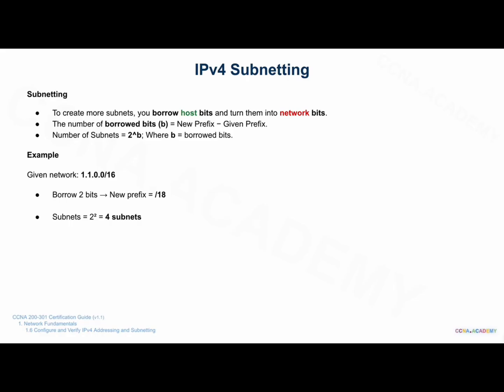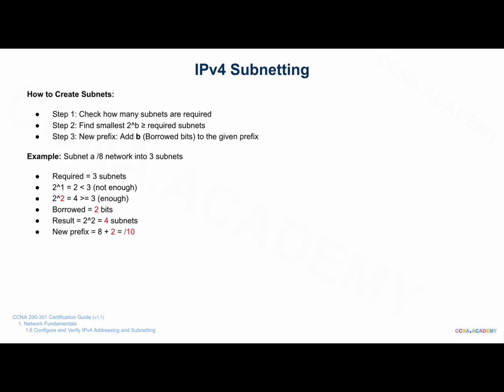For example, imagine a network 1.1.0.0/16. If we borrow 2 bits, the new prefix becomes /18. Now we have 4 smaller subnets instead of 1 large network, each with its own network ID, host range, and broadcast address. When you need to create a specific number of subnets, follow 3 steps. Step 1. Check how many subnets are required. Step 2. Find the smallest power of 2 that is greater than or equal to that number. Step 3. Add that number of borrowed bits to the original prefix to get your new subnet mask.